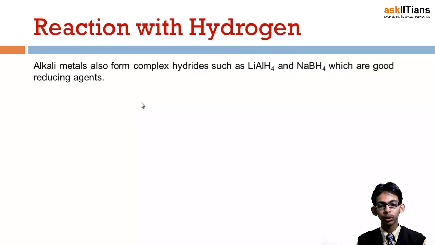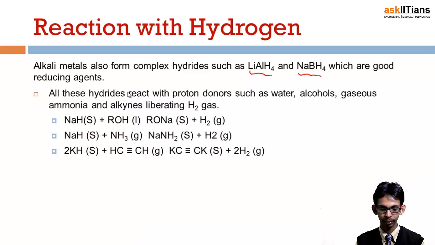Alkali metals also form complex hydrides. Those were the simple hydrides; they also form complex hydrides such as lithium aluminium hydride, and these are well-known reagents used in organic chemistry for different conversions. They are good reducing agents, so they are used to carry out organic reductions.